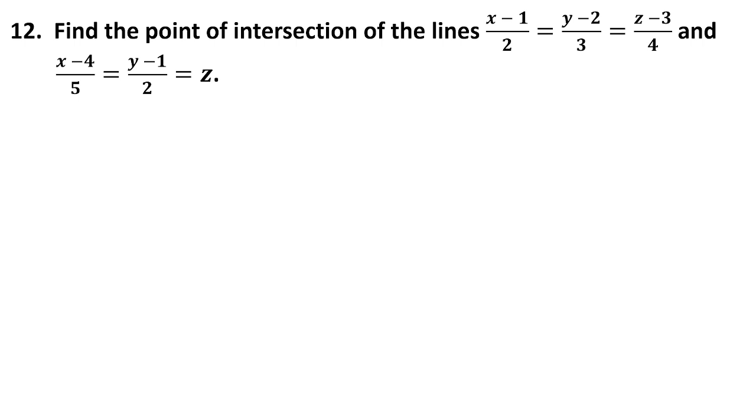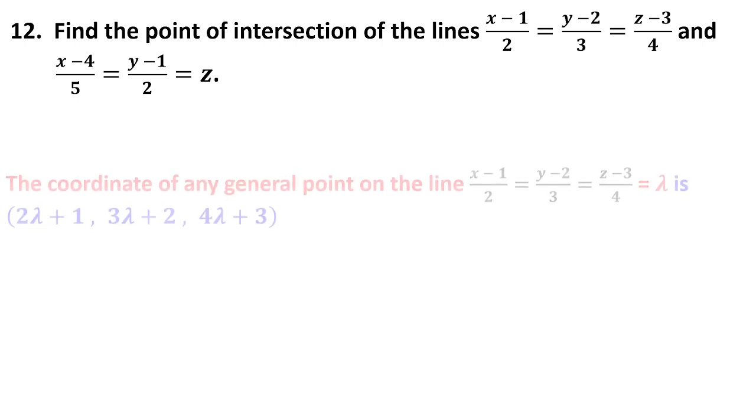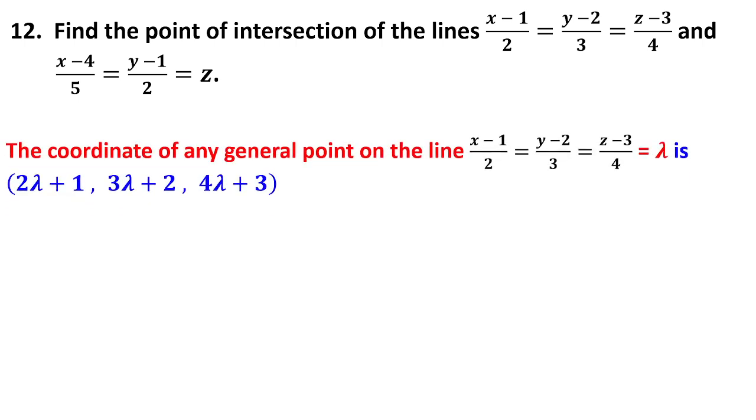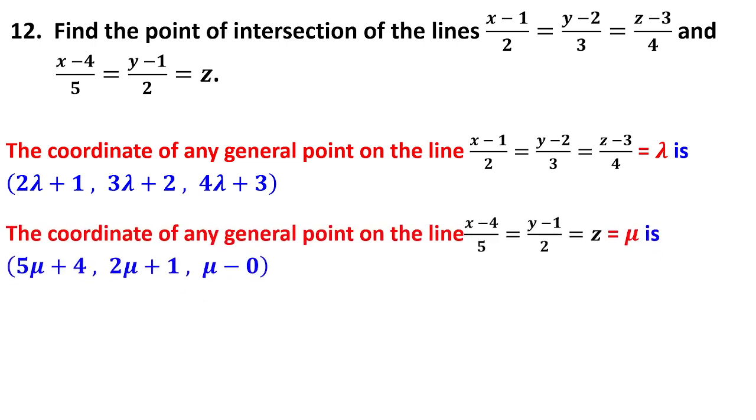Find the point of intersection of the lines. Two lines are given. How to get the point of intersection? You have to find the general point from the first line, get the general point from the second line and equate them. The coordinate of any general point in the first line, by equating it to lambda, is 2 lambda plus 1, 3 lambda plus 2, 4 lambda plus 3. Similarly, by equating the second equation to mu, it is 5 mu plus 4, 2 mu plus 1 and mu.